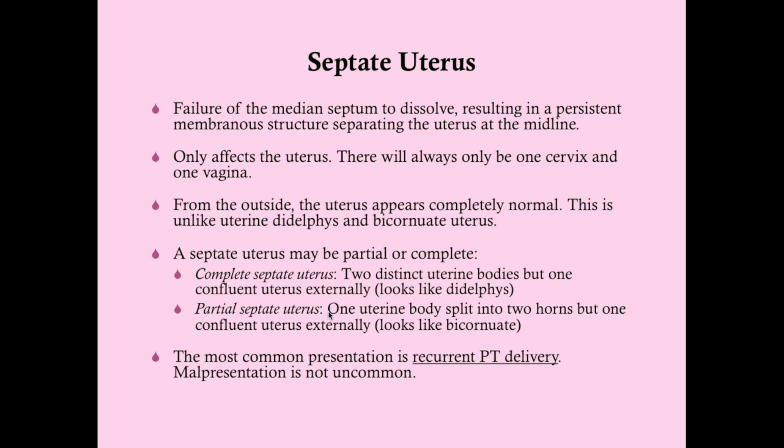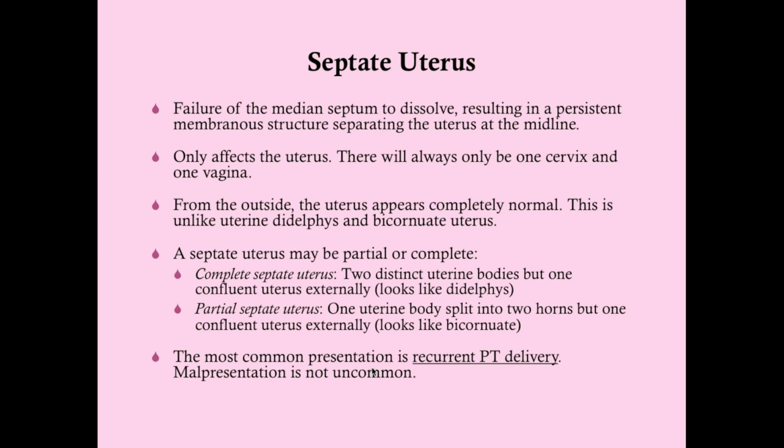A partial septate uterus is going to look kind of like bicornuate uterus. You have this septum that separates the normal uterine body into two horns. So if you were to do hysterosalpingogram, it would look like bicornuate uterus, and the reason is because you can't tell if it's a septum or if the two bodies are actually separate. Hopefully that makes sense. Go ahead and ask me a question if I haven't made this clear enough.